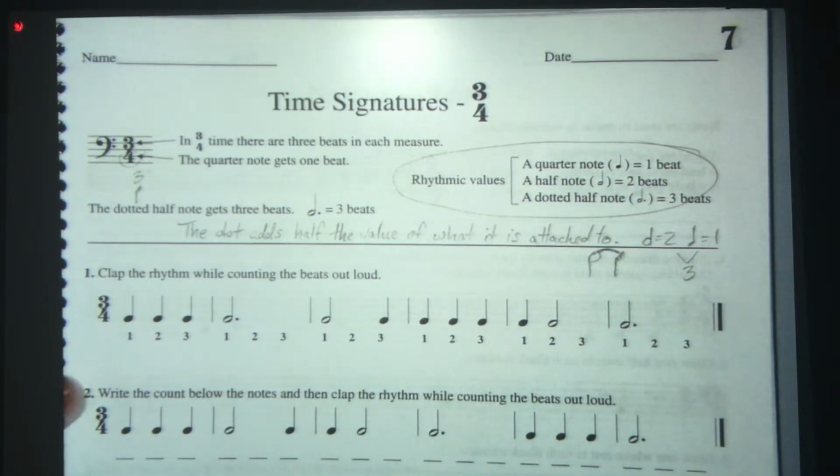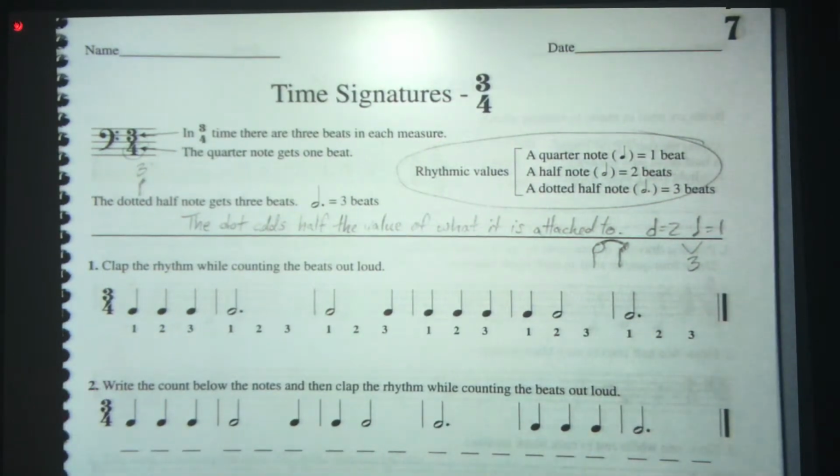So number 1, clap the rhythm while counting the beats out loud. Usually I give you 2 measures. I'll say 1 and 2 and 3 and 1 and, ready and go. 1 and 2 and 3 and 1 and 2 and 3 and 1 and 2 and 3 and 1 and 2 and 3 and.